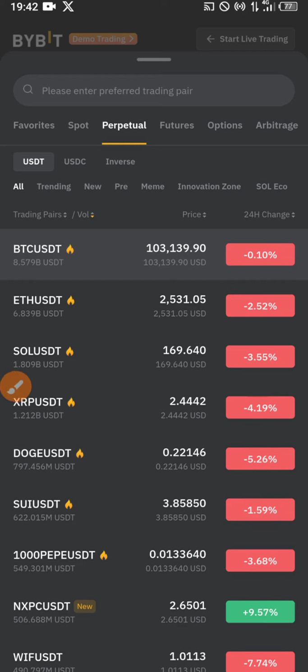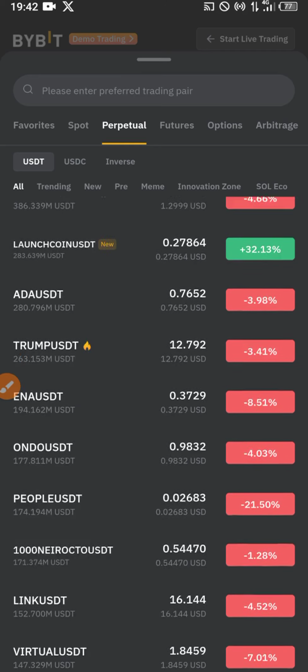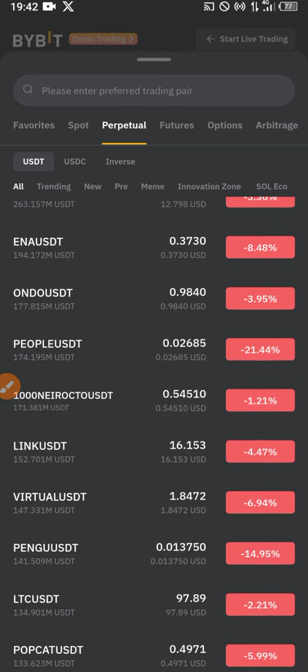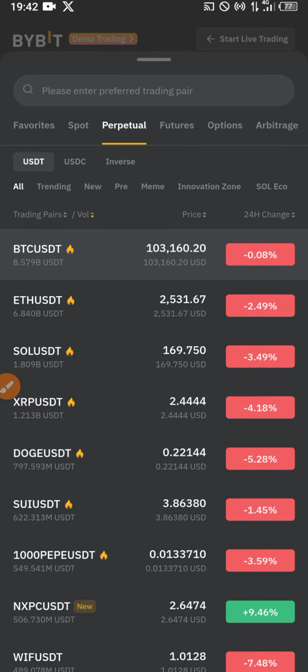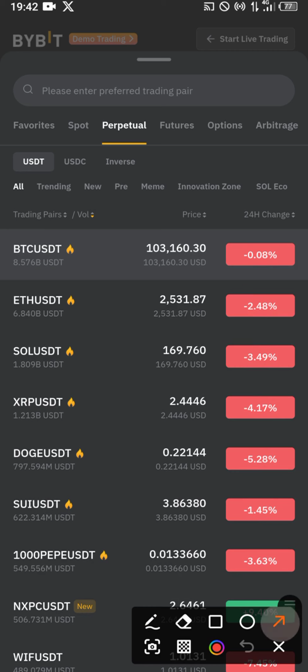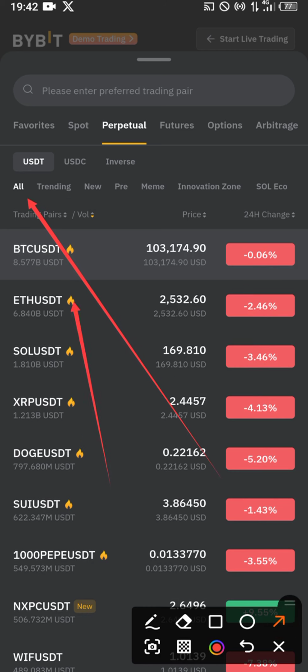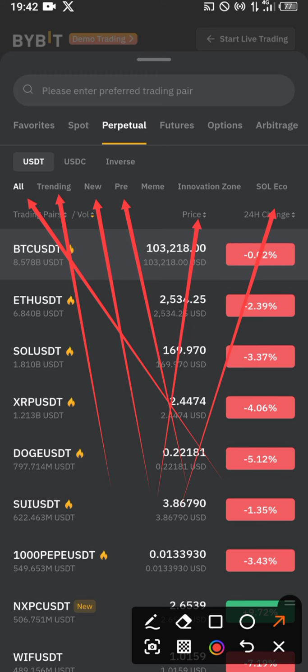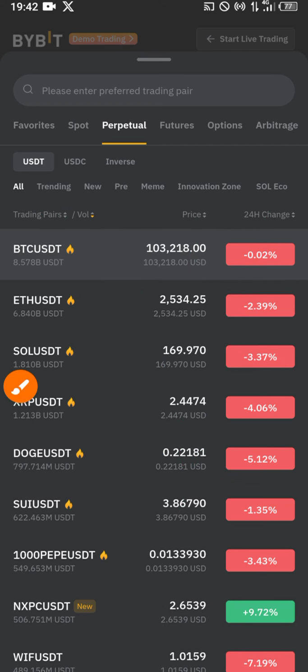If you click on it like this, then all other crypto you want to change will be listed here for you, right? And if you check above here, we have all, we have trending coins that are trending. Then we have new, the ones that they've not listed yet, we have meme, we have innovation, and we have SOL Echo. All those things you don't really need them.